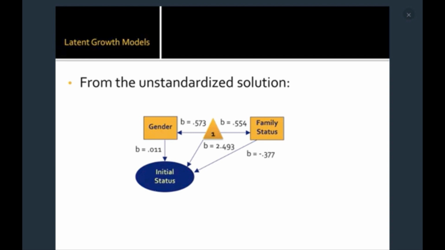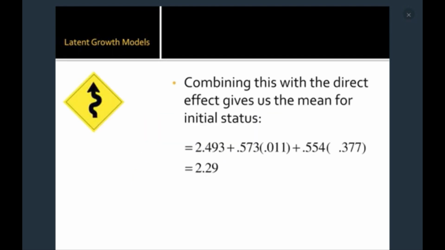So in this case, the constant is still predicting initial status, right? But it's also predicting gender, which then predicts initial status. It's also predicting family status, which then, so it's like part of a multiple regression now, if that makes sense. So then the direct path from that constant to initial status is no longer just the mean. Now we have to do something with these values in order to translate them to get the mean. Again, there's some algebra behind this, but here's what it looks like.